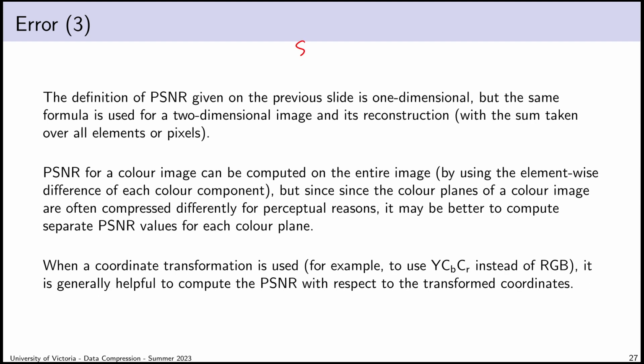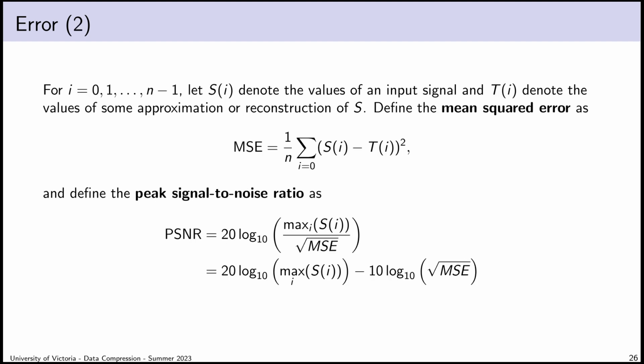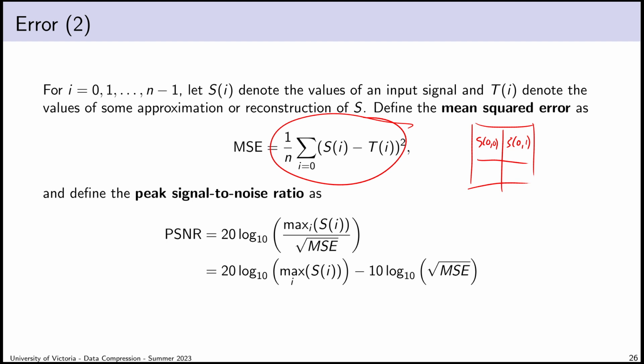Whereas previously I might have had S of 0, S of 1, and for each I take T of 0 and compute the error between S of 0 and T of 0, and between S of 1 and T of 1, if I wanted to compute the PSNR of two images, I could just as easily say, here are my two images. We'll do a 2x2 image. I've got S of 0,0 and S of 0,1. Really, all I'm doing is generalizing this to a two-dimensional sum. The ultimate error is computed between pairs of elements that match up.